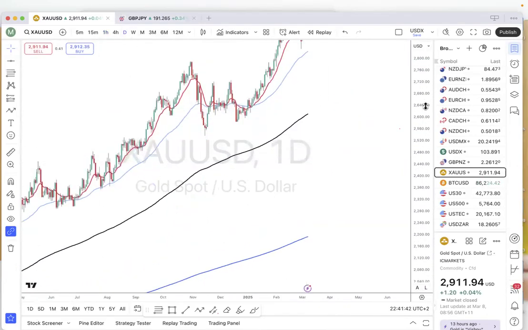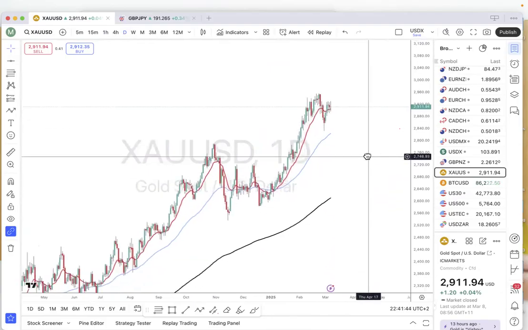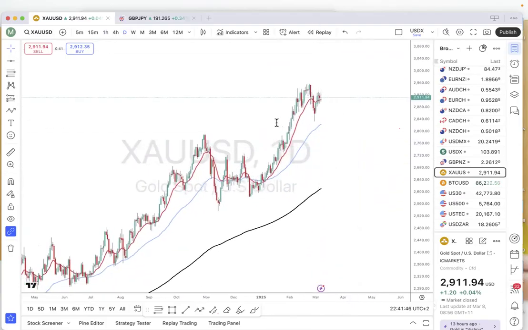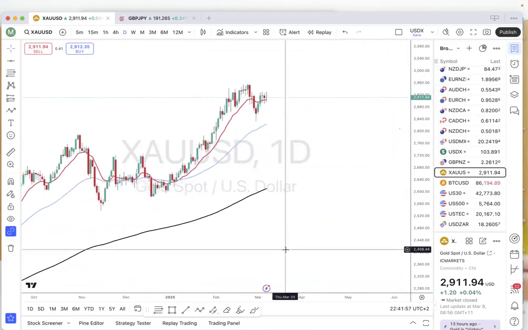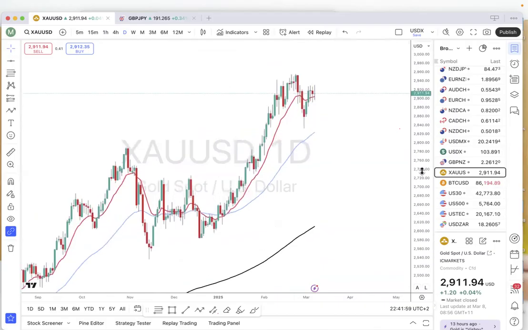Looking at the daily time frame, I expect gold to be a sell. Personally, I expect gold to be a sell, right? But how far gold will sell will depend on how far the market wants to go. So I've got two areas.